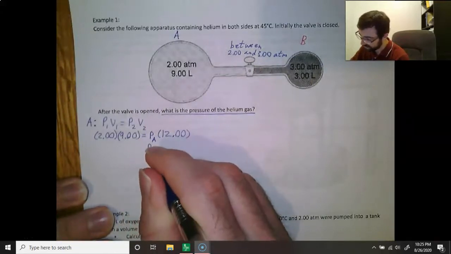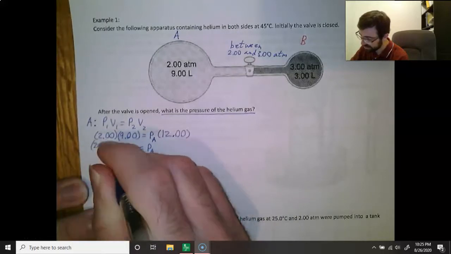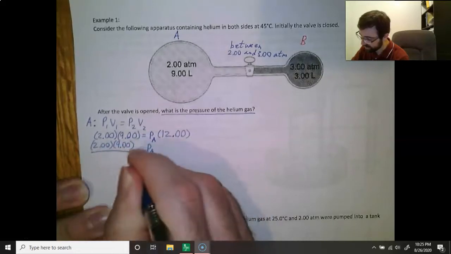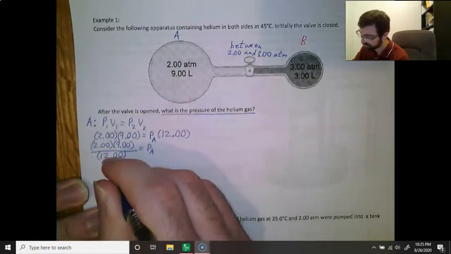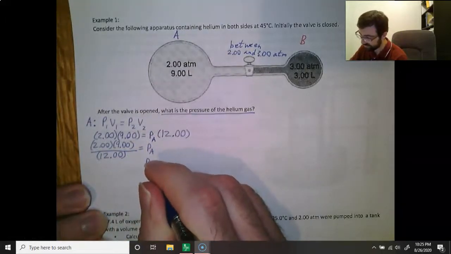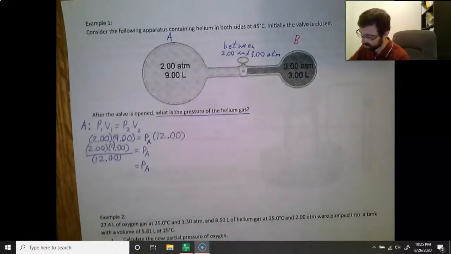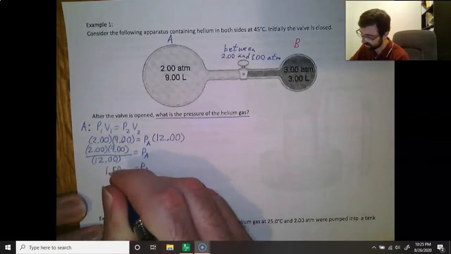PA equals 2.00 times 9.00 divided by 12.00. I've put that in my calculator already, and I found the answer to 3 significant figures. It's going to be 1.50 ATM.